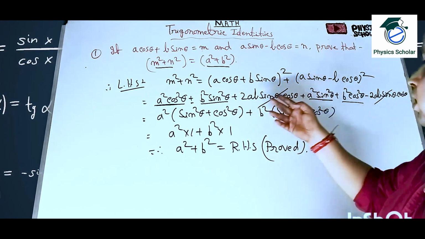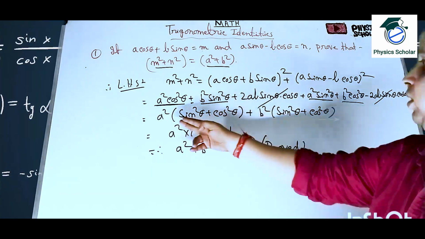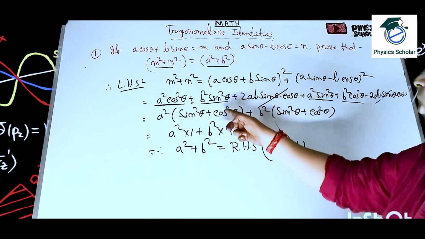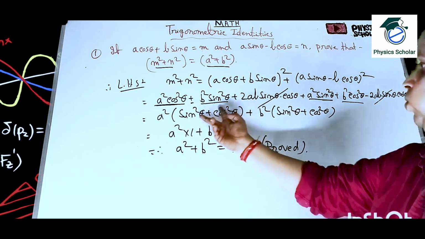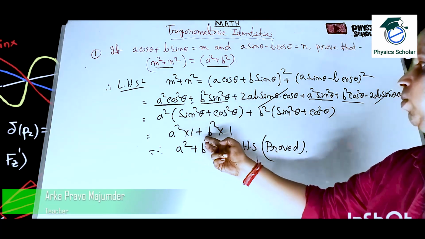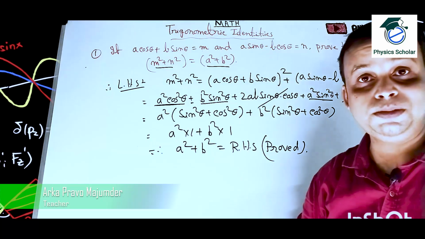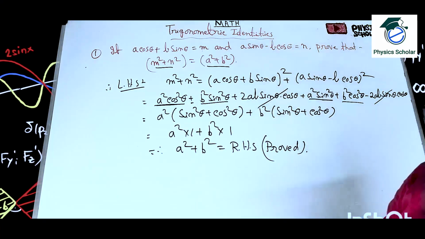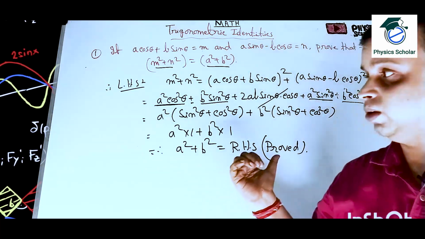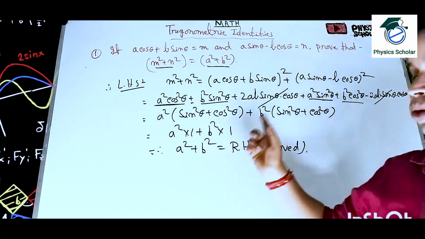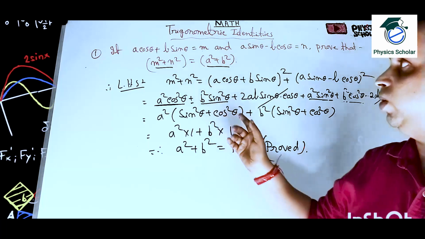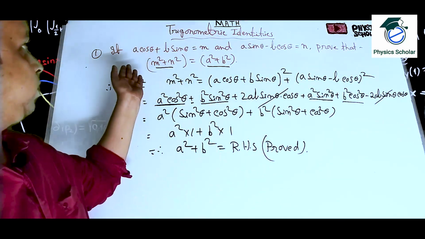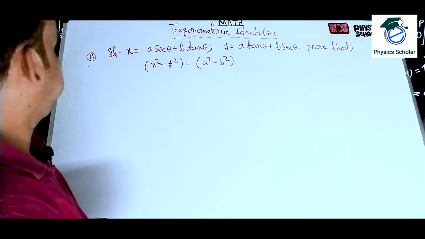So this part will be cancelled. From these two, a square is common, so sin square theta plus cos square theta. And from these two, b square is common, so sin square theta plus cos square theta. These values will be 1. So a square into 1 plus b square into 1, that means ultimately a square plus b square, which is what we had to prove as the right hand side. So left hand side is equal to right hand side. Proved. Clear? Now let us move to the next sum, number 2. Okay, students.